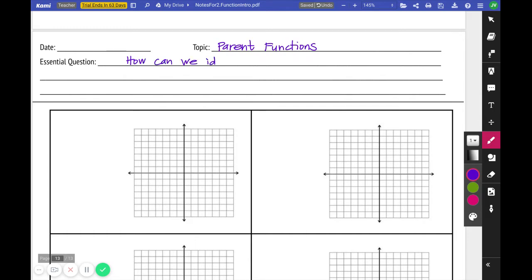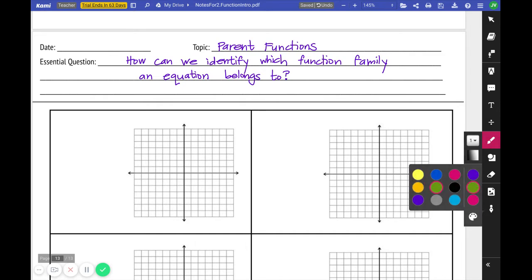identify which function family an equation belongs to. And I'll show you some things to watch out for. So we have 6 of them. There's 6 boxes here. And the first one is the most basic. It's one you probably studied a lot in Algebra 1.